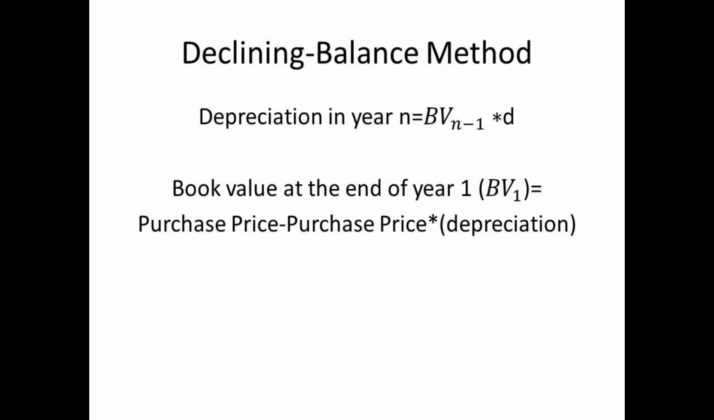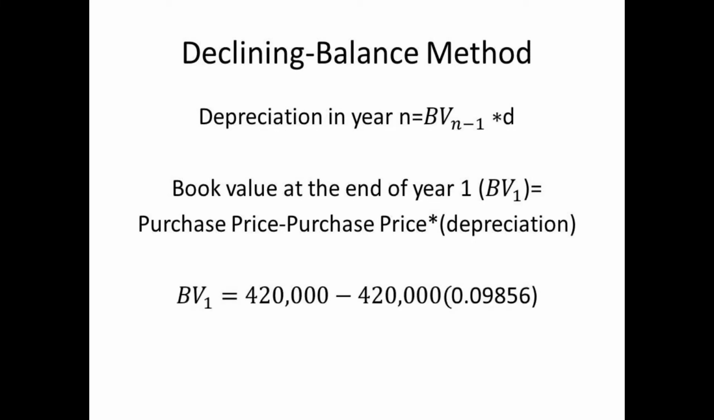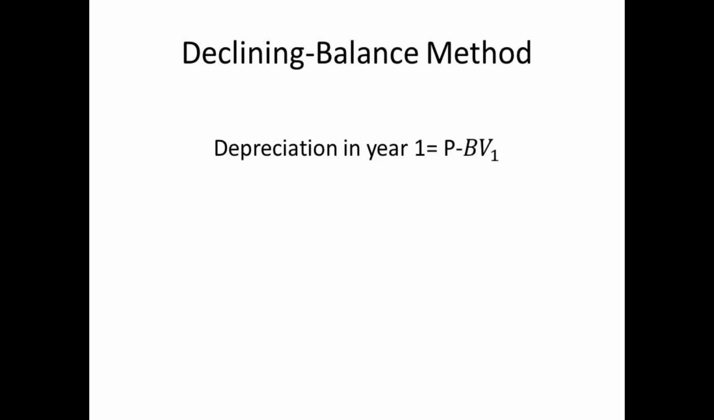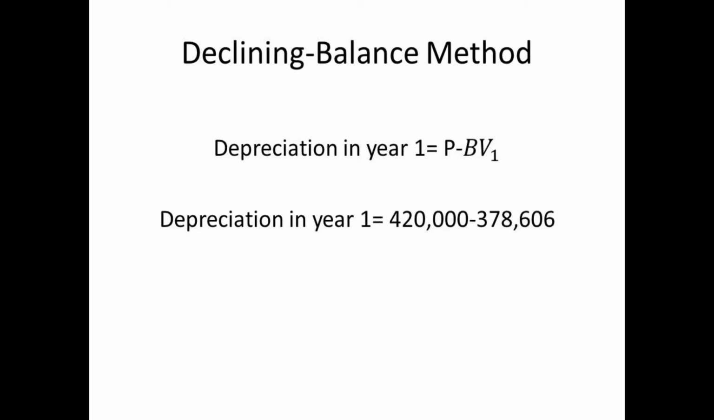The depreciation in the first year can now be found using the depreciation factor and the book value for the first year. So, to find the book value, we will use the purchase price and depreciation to calculate a book value of $378,606. This value can then be subtracted from the purchase price of $420,000 to get the depreciation of $41,394.